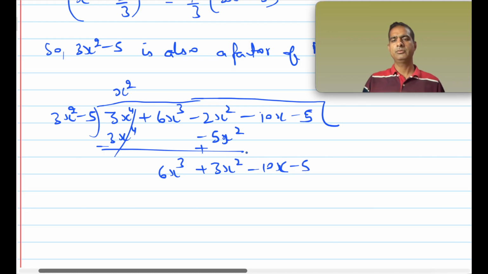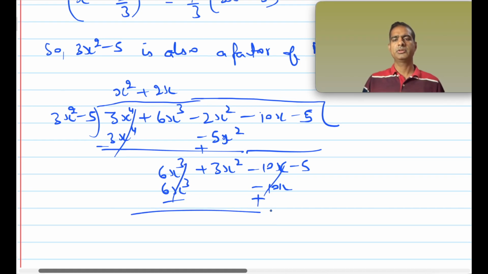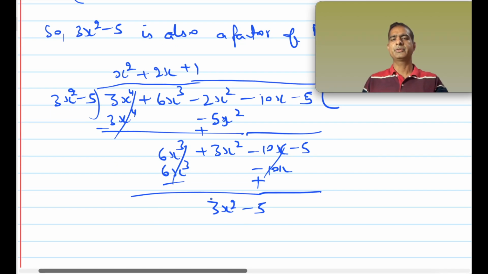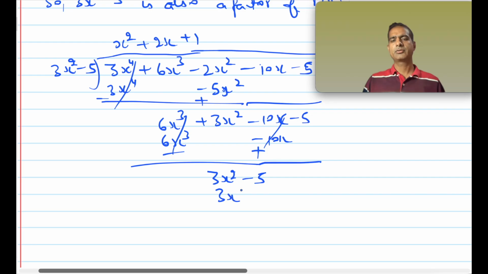So 6x cube we want, and we have 3x square, so we have to multiply by 2x. So I'll be getting 6x cube and minus 10x. So this is negative, this is positive, so this will cancel out. They are of opposite sign and having the same magnitude. So remaining is 3x square minus 5, and divisor is also 3x square minus 5. So we can go 1 times. So it is 3x square minus 5. So the remainder is 0.